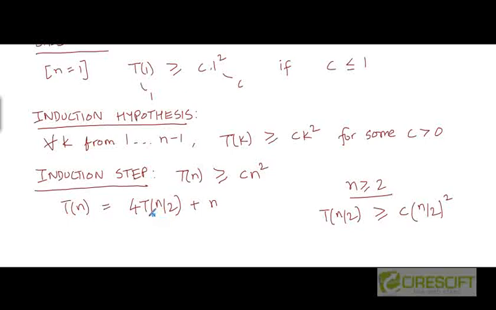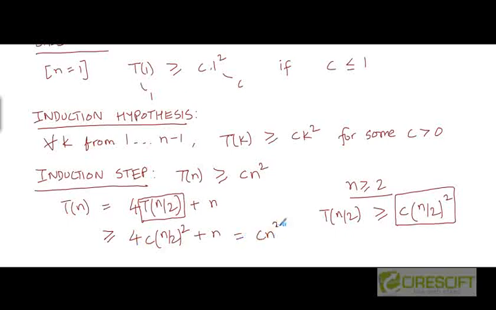So by replacing this term T of n by 2 by the right hand side of this inequality, we will be decreasing the value of the right hand side here. So the right hand side will then become less than or equal to T of n. The resulting right hand side is 4 times C multiplied by n by 2 squared plus n. And this is Cn squared plus n. So we have proven that T of n is greater than or equal to Cn square plus n.